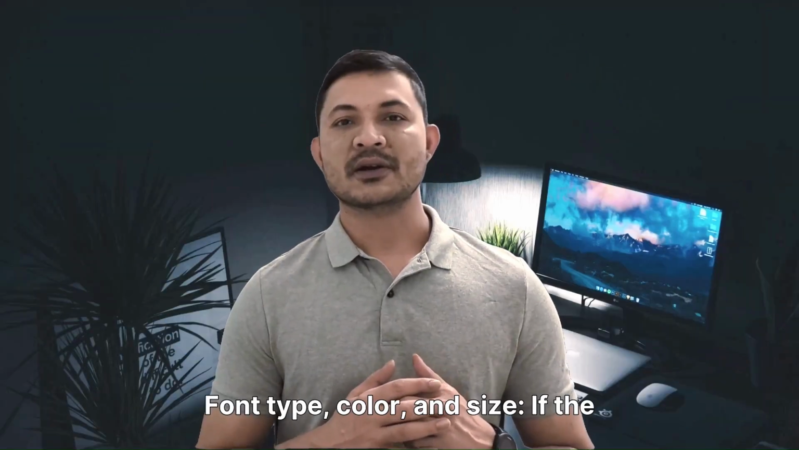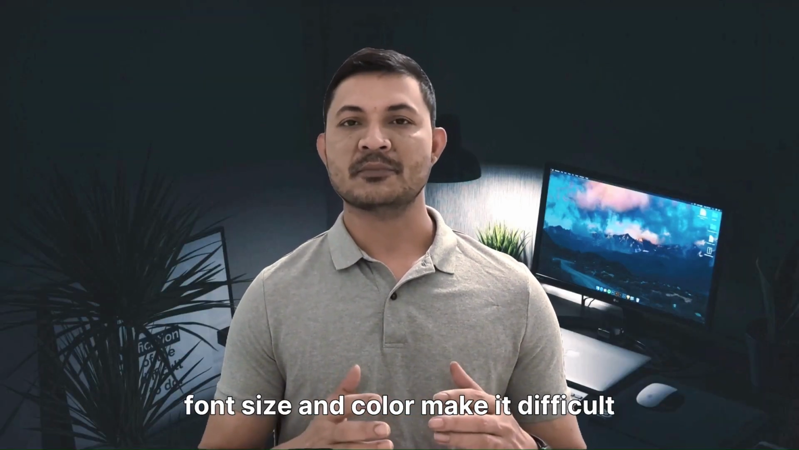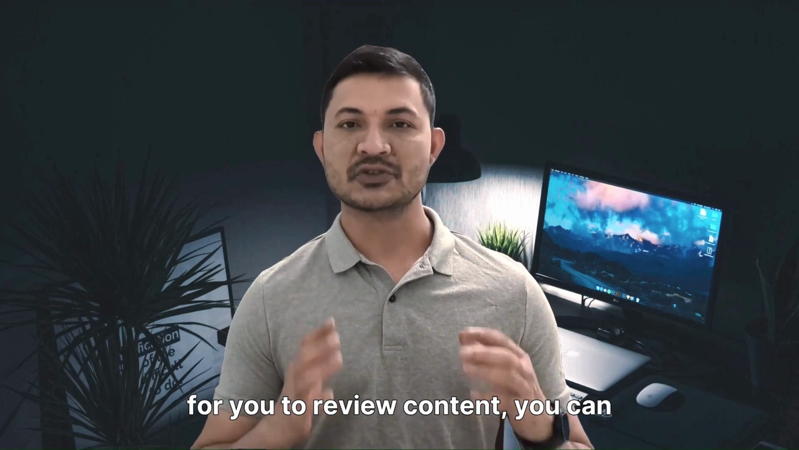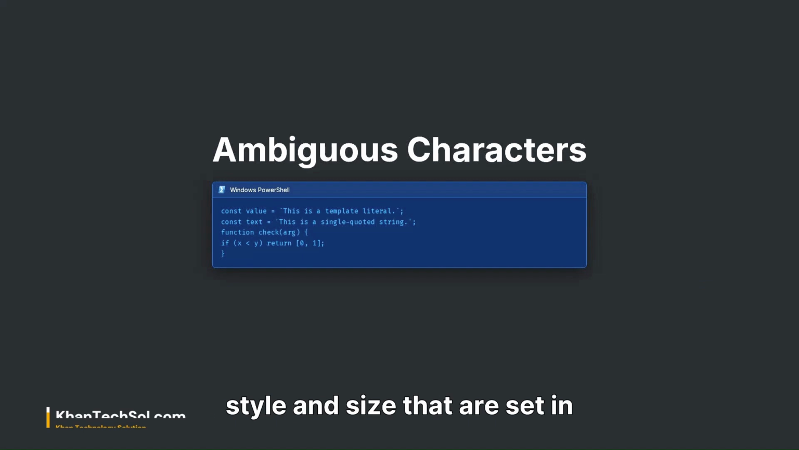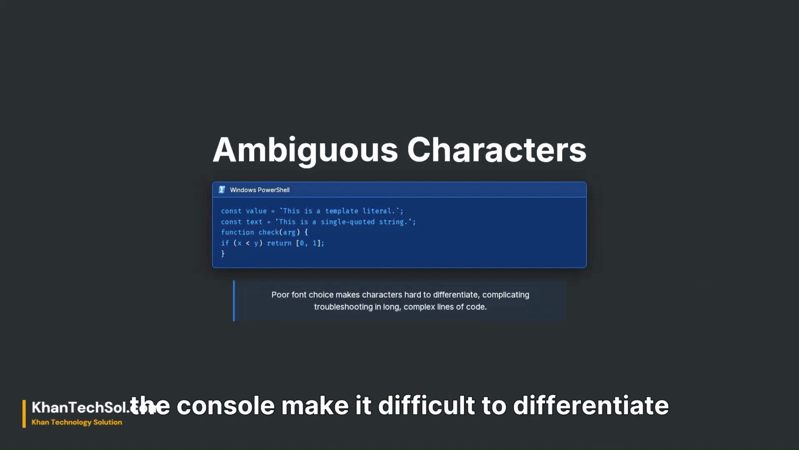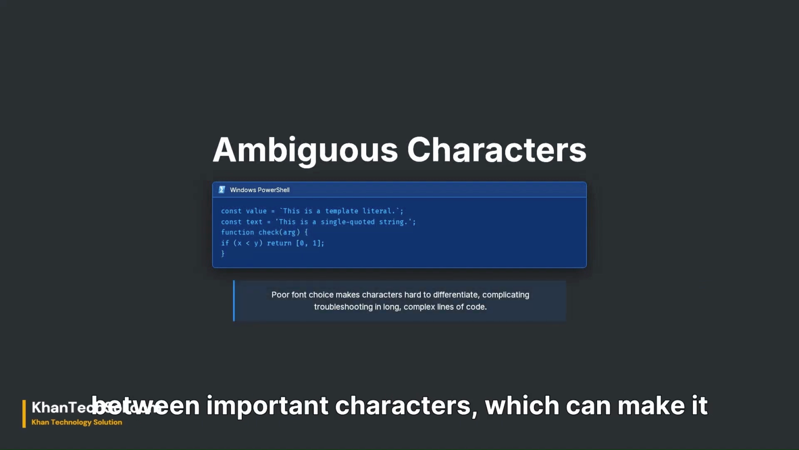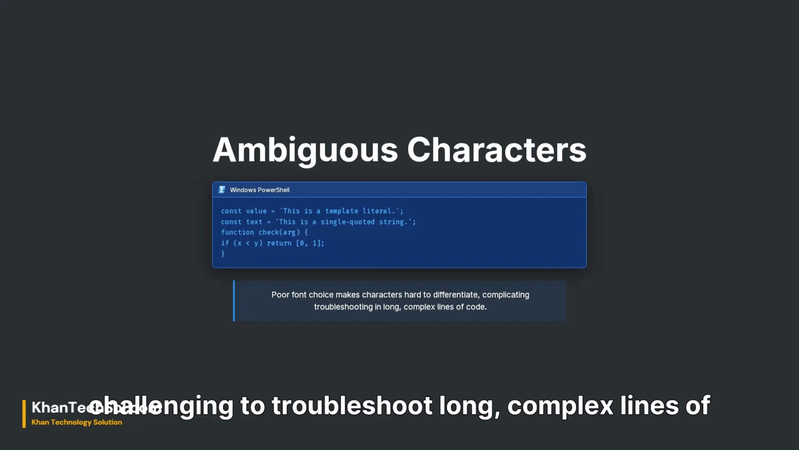Font type, color, and size. If the font size and color make it difficult for you to review content, you can change them. You might also find that the font style and size that are set in the console make it difficult to differentiate between important characters, which can make it challenging to troubleshoot long, complex lines of code.